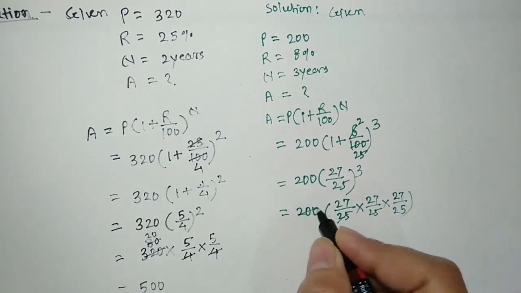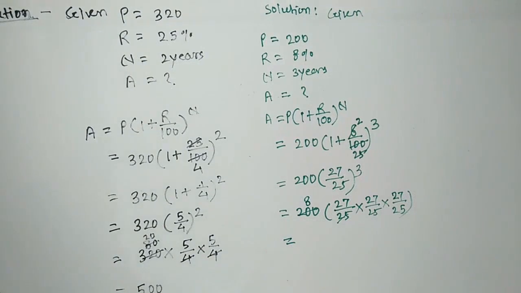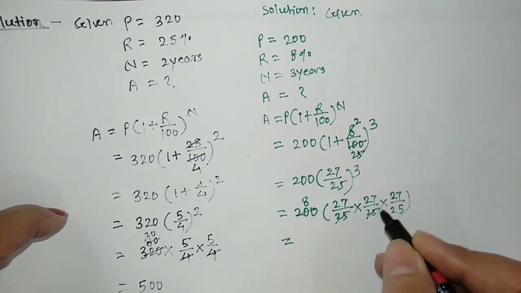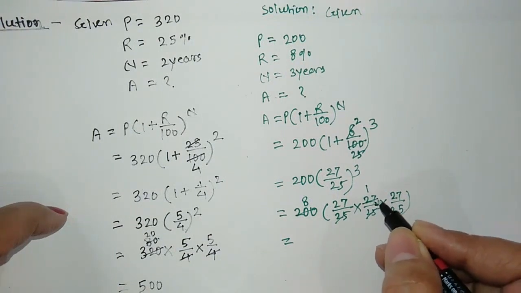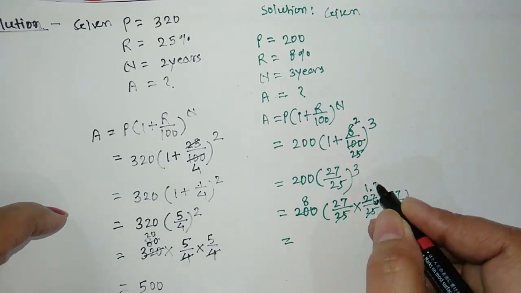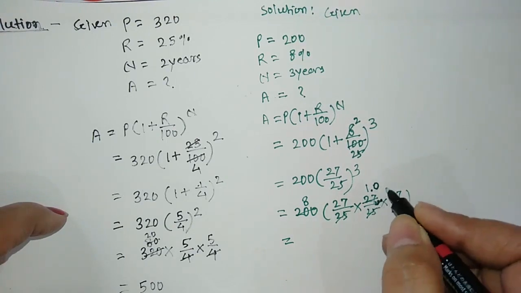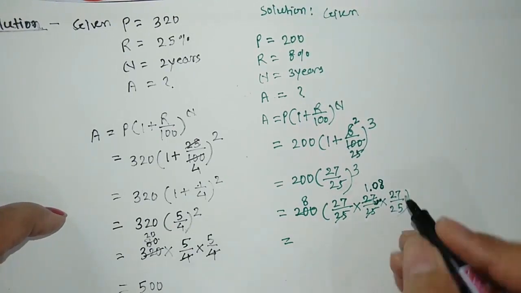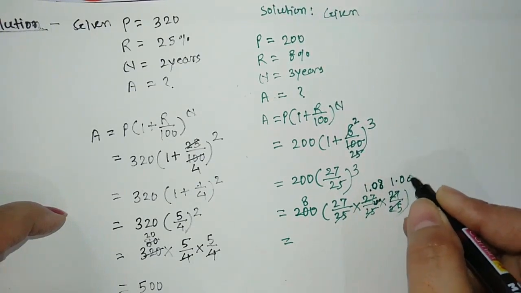So 25 8s are 200. So take the division here. 25 ones are 25. Remainder is 2. Take the decimal point. This 2 becomes 20. Again it is less than 25. So add the 0 here. 20 becomes 200. So 25 8s are 200. Again same division here. So 1.08.